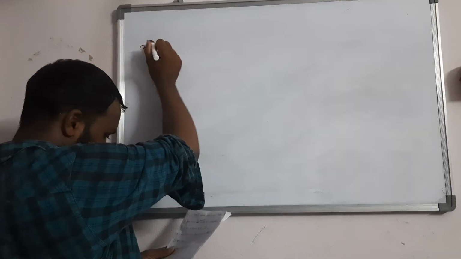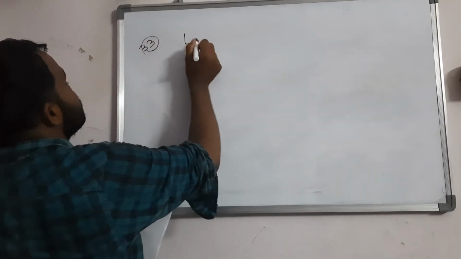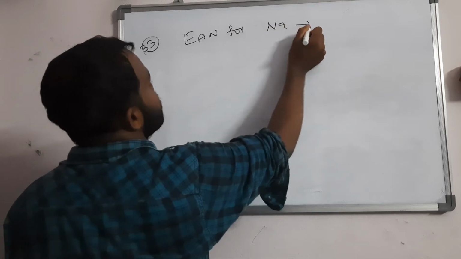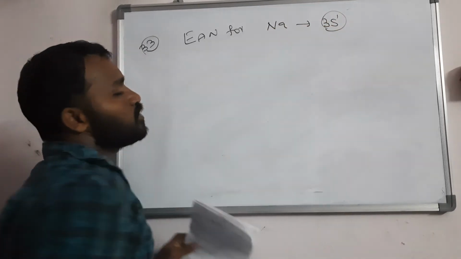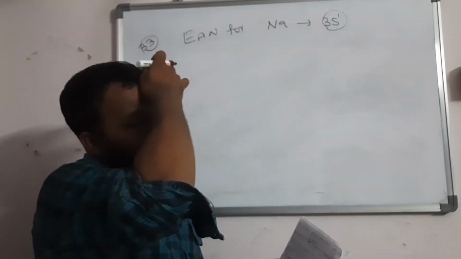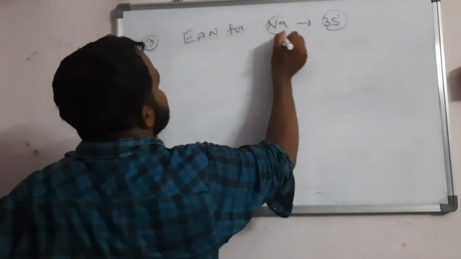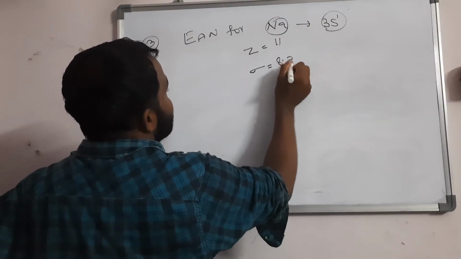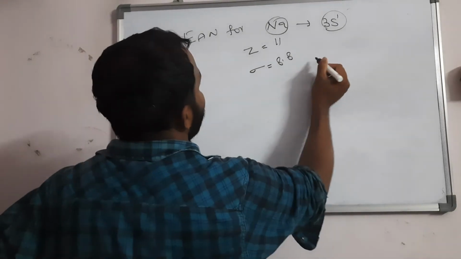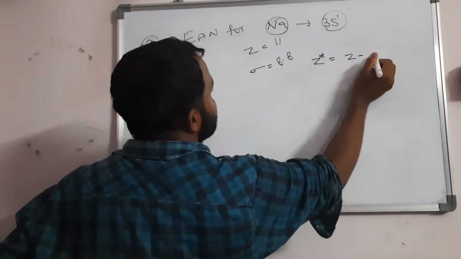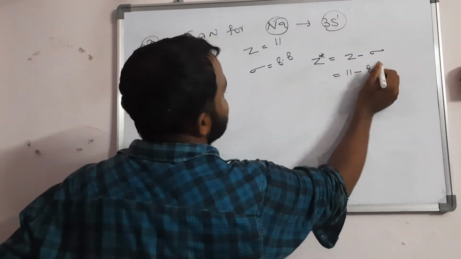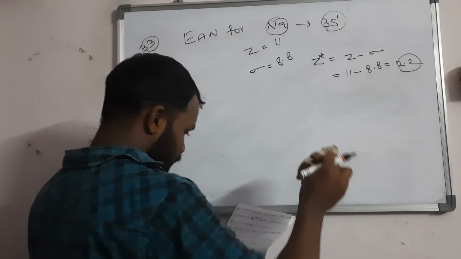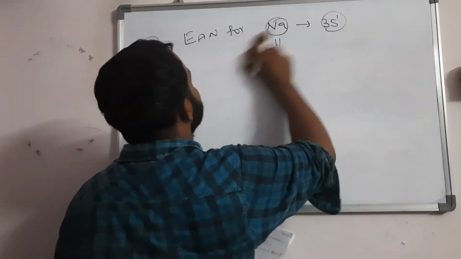Then question number 33: the screening constant of sodium for the 3s1 electron was given. For this 3s1 electron, sodium's atomic number is 11, so Z equals 11, and the sigma value I am directly writing as 8.8. I am not going to give a detailed explanation. Z star equals Z minus sigma, 11 minus 8.8, so we get 2.2 as the screening value. That is the answer. Question number 34.